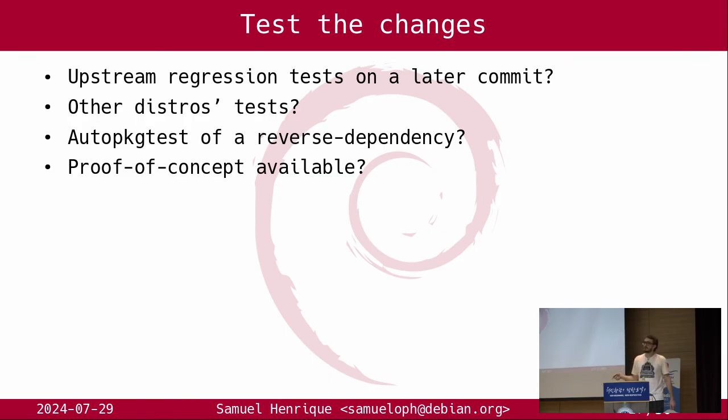Consider the usage of a reverse dependency for your testing. Sometimes a reverse dependency will have a thorough autopkgtest. So you can trigger that test, which is going to use, again, your package as a dependency. And that test might be able to give you some information. If there is a proof of concept available, run it. Run it before you do the fix. Run it after you do the fix.